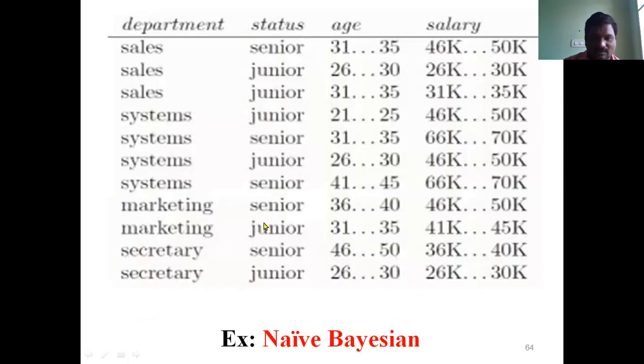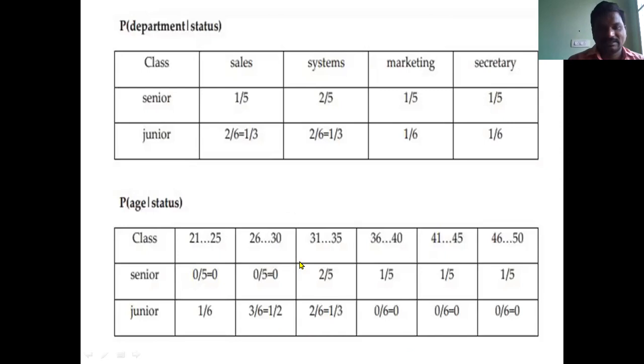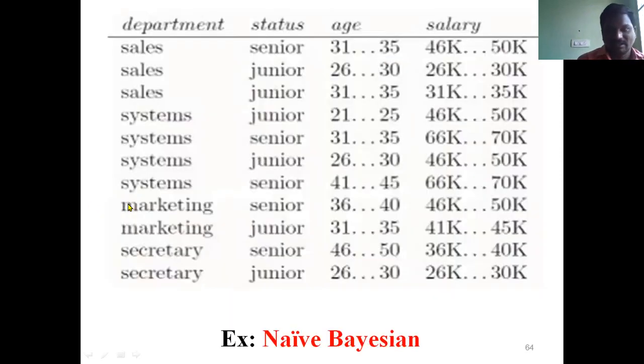Here comes the marketing: one junior is there, so 1 divided by the total juniors, which is 6. In this way, you will identify the conditional probability value. Here, the probability of age divided by status, based on age divided by status.